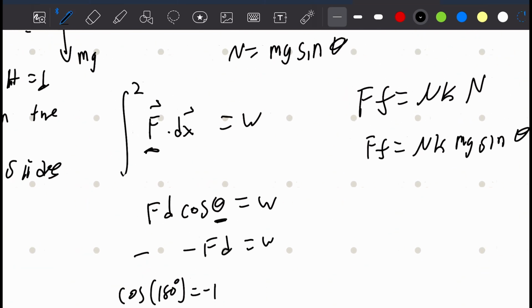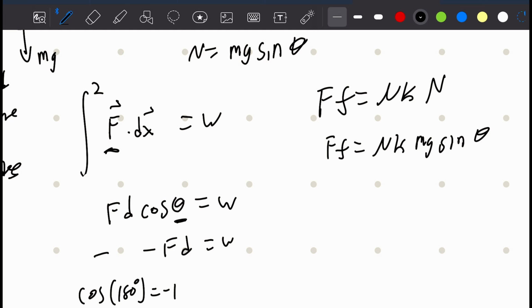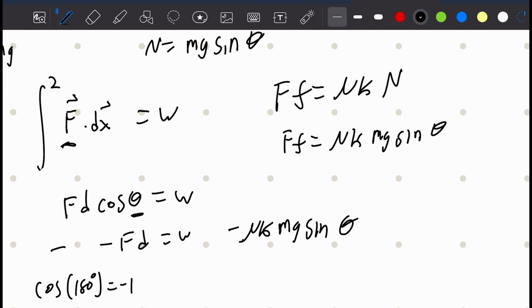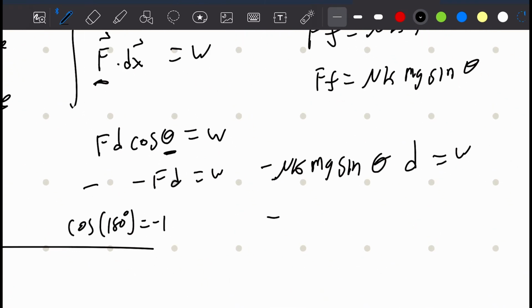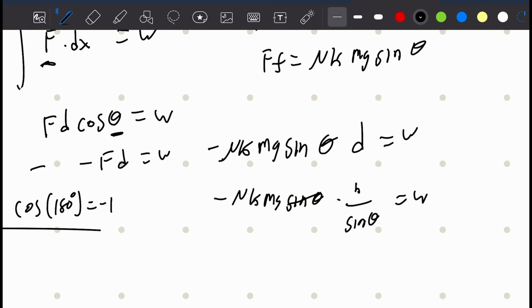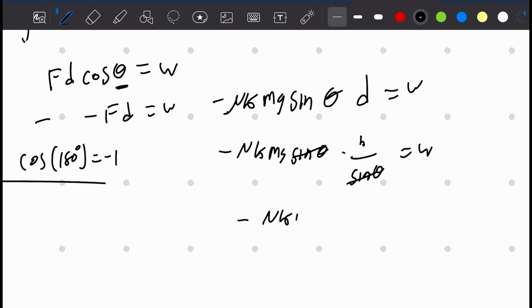We know again that the force, we said it's mu k mg sine of theta. We said it's negative, right, because the work done is negative. We know the distance, and this is equal to work. So we said the distance is h over sine theta. So we have negative mu k mg sine theta times the distance, which is going to be h divided by sine theta. That equals our work. Our sine thetas will cancel, and we'll have negative mu k mg times h is equal to the work done.